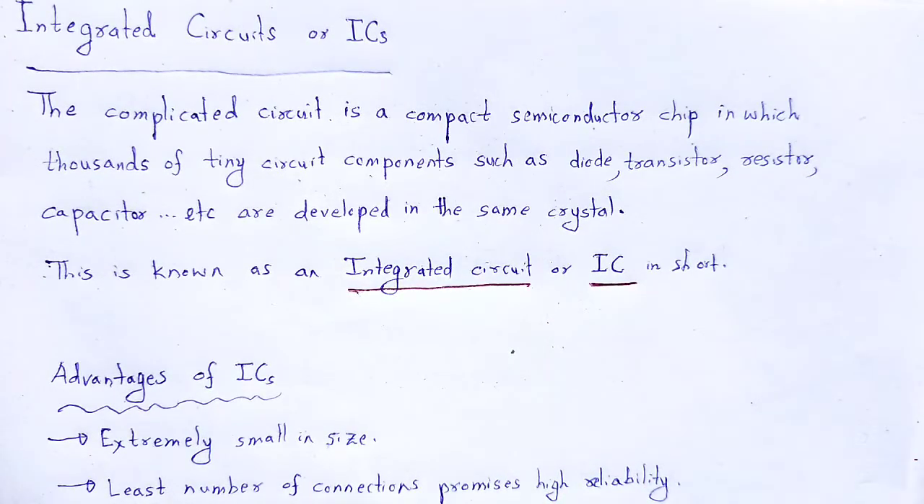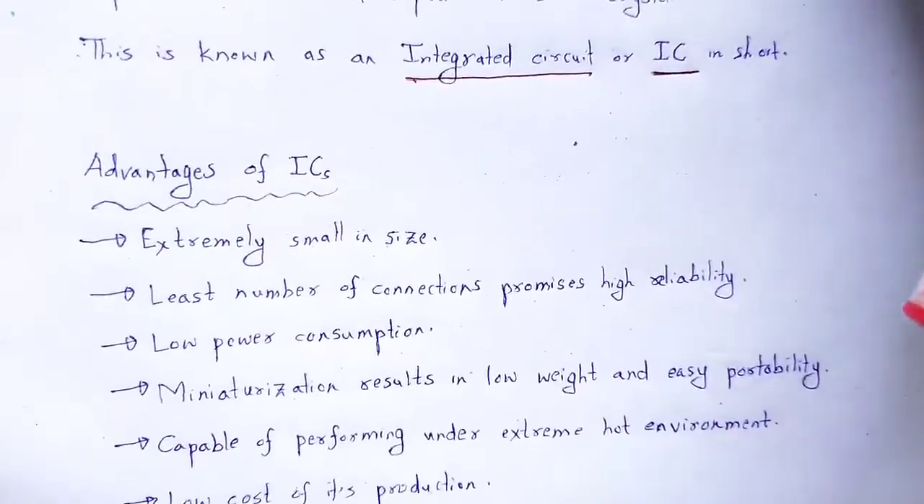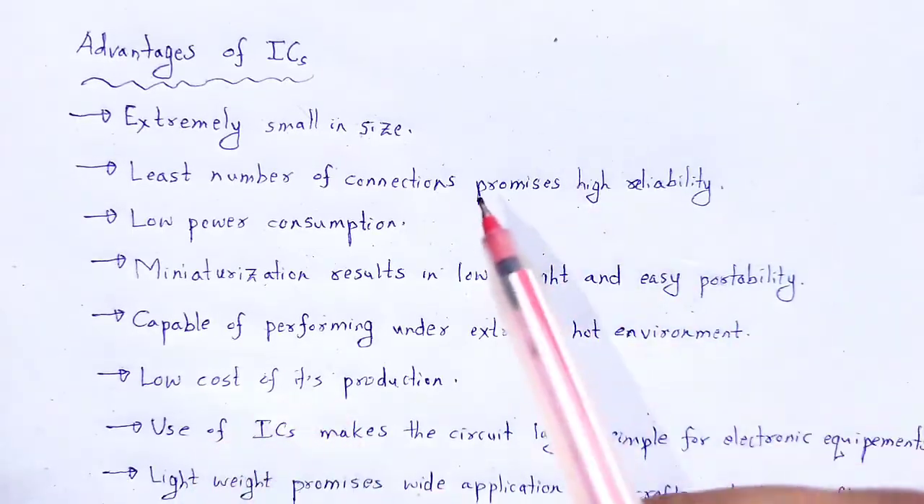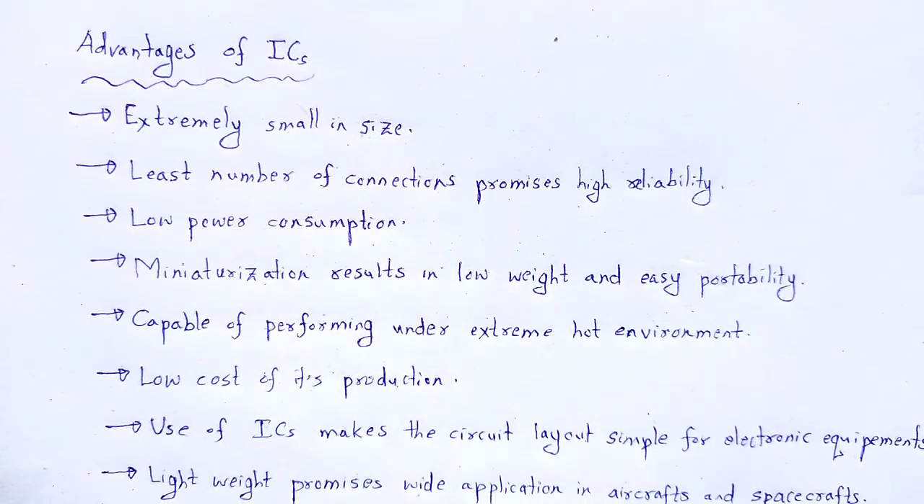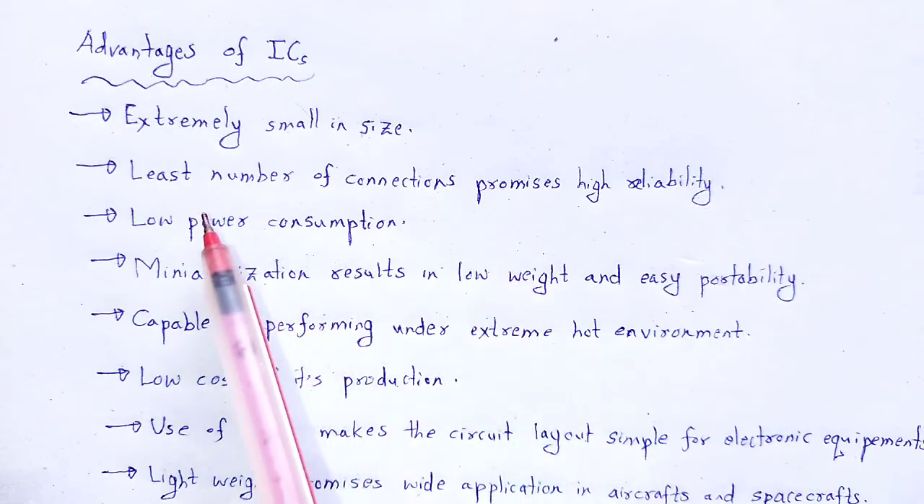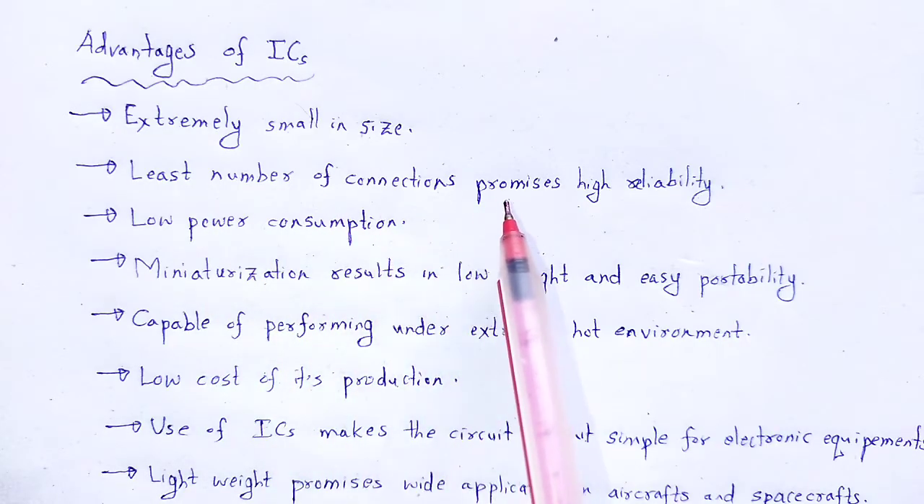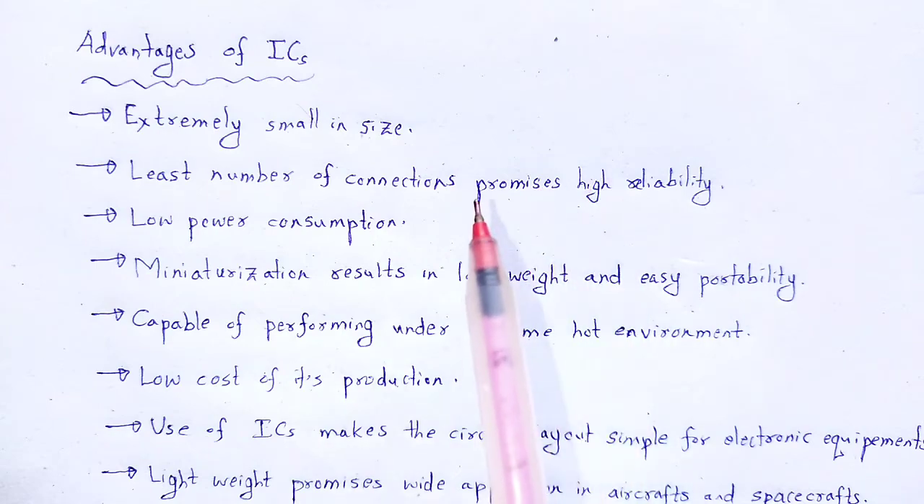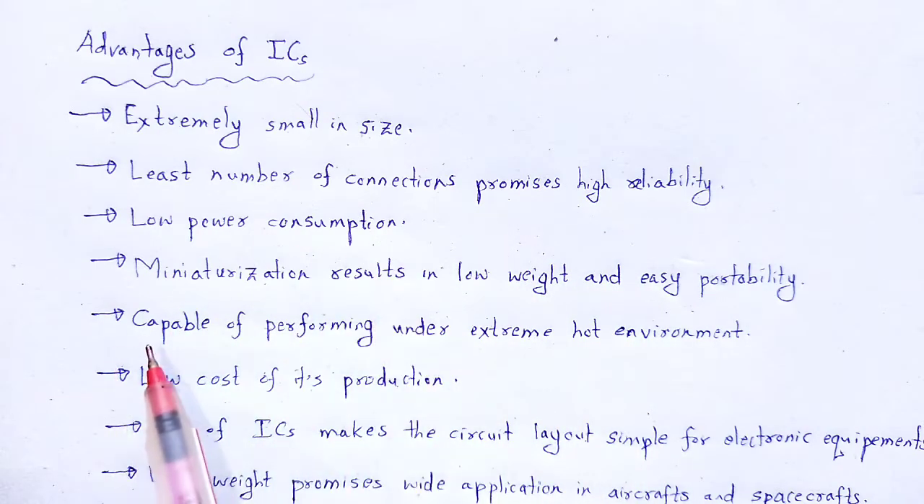There are so many advantages as well as disadvantages, or we can say drawbacks, of integrated circuits. We discuss the advantages first. It is extremely small in size, due to the fabrication in a single chip. That is why ICs are extremely small in size. There are the least number of connections. Therefore, it promises high reliability and low power consumption.